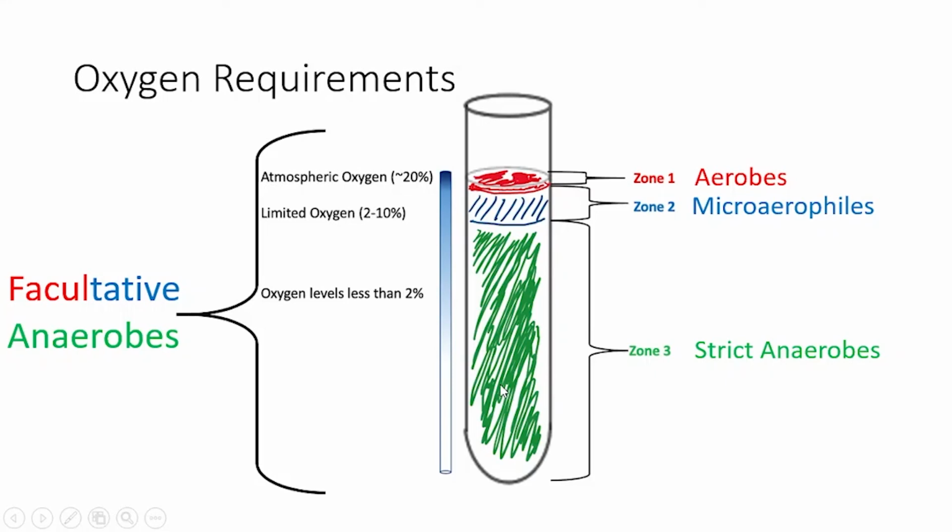Like they want to get as far away from oxygen as possible. Last one is facultative anaerobes. They will grow through the entire thing, but they will be very heavily concentrated at the top because they like that oxygen. Oxygen is really good at generating a ton of energy. And so they want to use a lot of energy, so they'll have the best growth at the top.